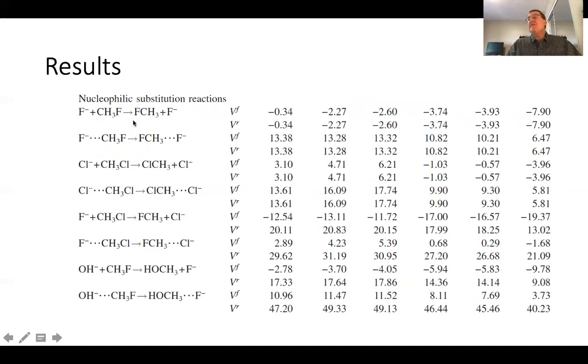Because these are nucleophilic substitution reactions. So I'm going to take an F and displace an F minus, and you can do all sorts of variations, which is the first one. Here you see that the barrier here is pretty tiny. And you get a number similar to that here. And you get larger numbers for B3LYP and BLYP.